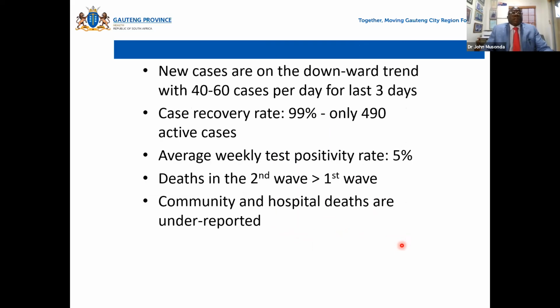2,176. The new cases are on a downward trend with 40 to 60 cases per day for the last 3 days. And we have a case recovery rate of over 99%. So we only have 490 active cases. Our average weekly test positivity rate is 5%, compared to the average for the province, which is hovering just above 10%.